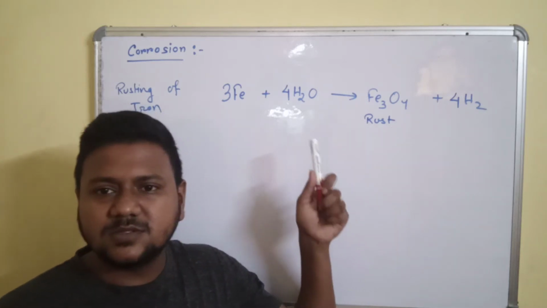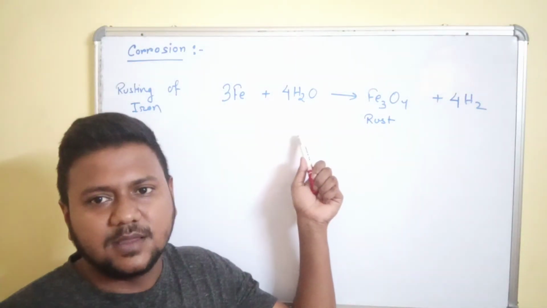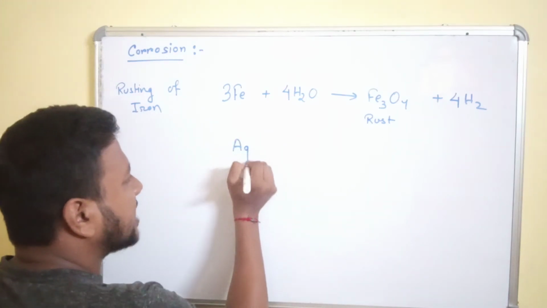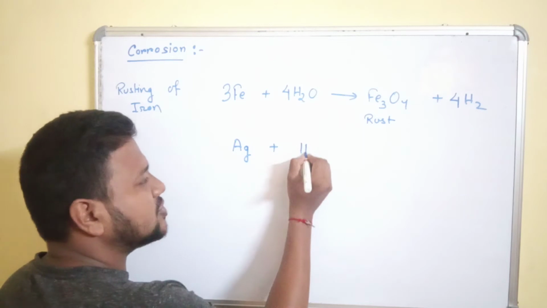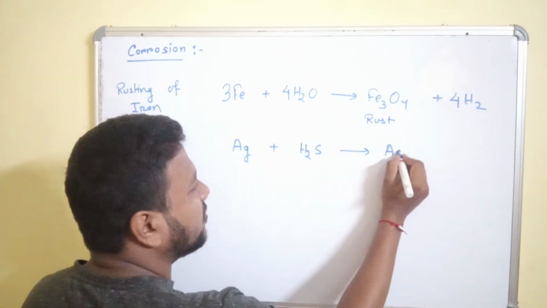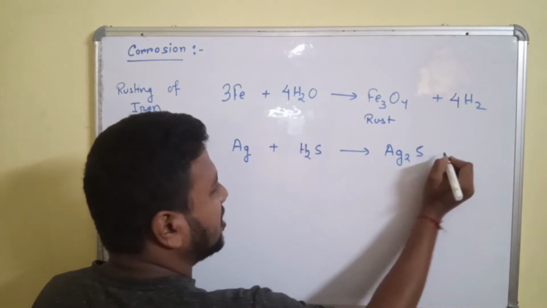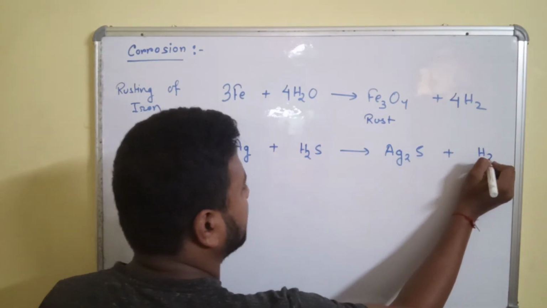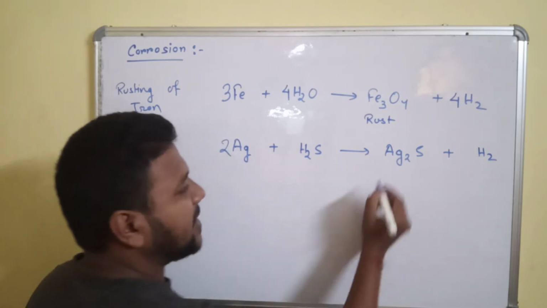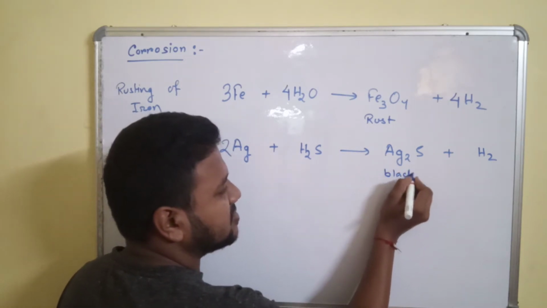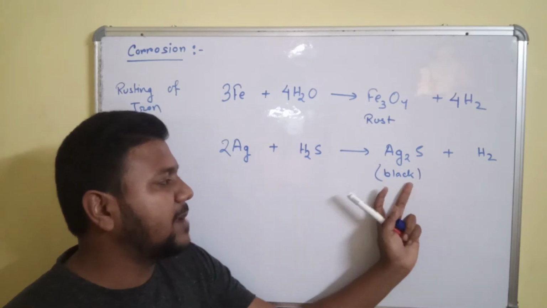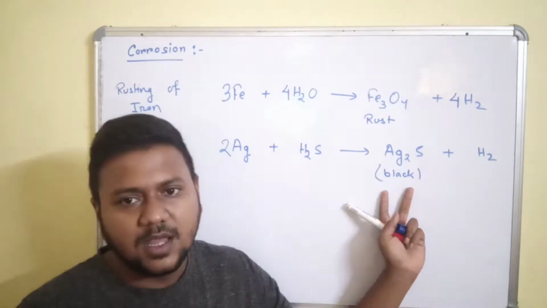This does not occur only in the case of iron. There are more metals, like silver. Silver reacts with atmospheric H2S, hydrogen sulfide, resulting in the formation of Ag2S with the release of hydrogen. Hence, this is of black color. So we see silver metals turn black on long exposure in the atmosphere.